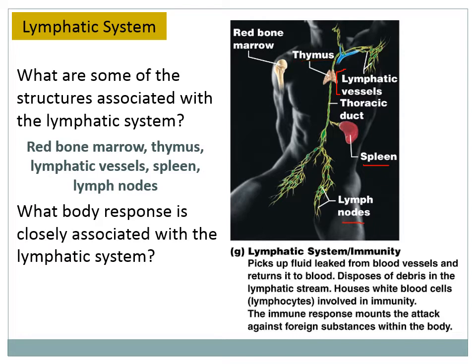After you read the description of the lymphatic system, we can see what body response is actually very closely associated with the lymphatic system, and that is going to be our immune response. So our immune response is very closely associated with our lymphatic system. It's actually very cool how they interact with each other, which we'll talk about in just a little bit.